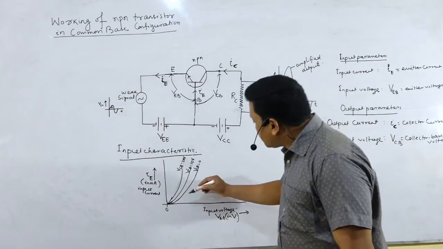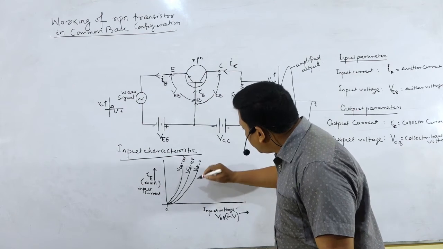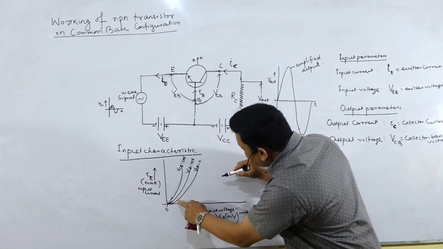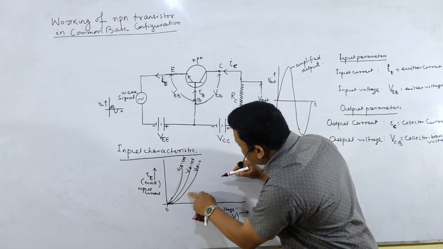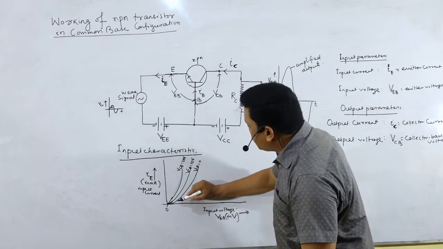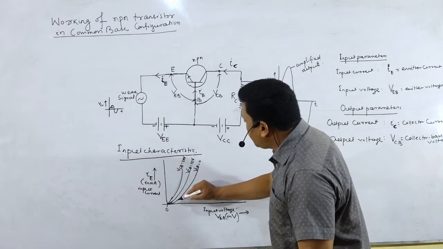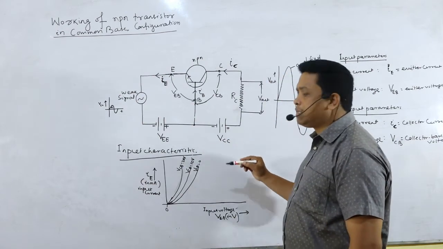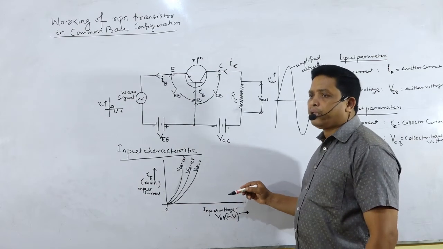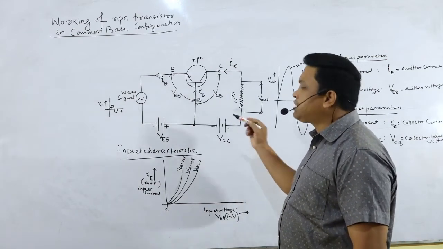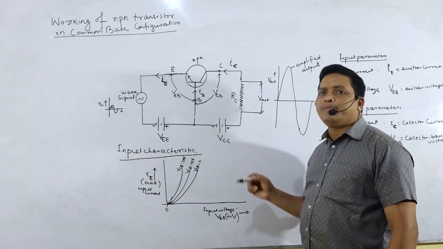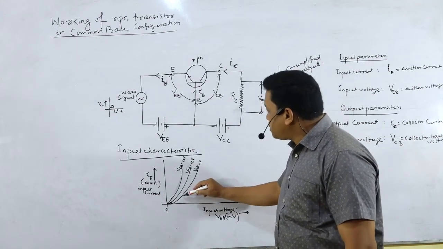You mark that when input voltage is increased, input current also increases. When input voltage is increased, input current increases, but non-linearly. This shows that the transistor is a non-linear device. It is a non-linear device. Okay? The graph is non-linear.